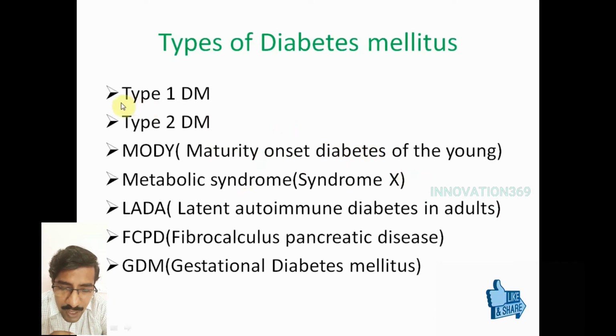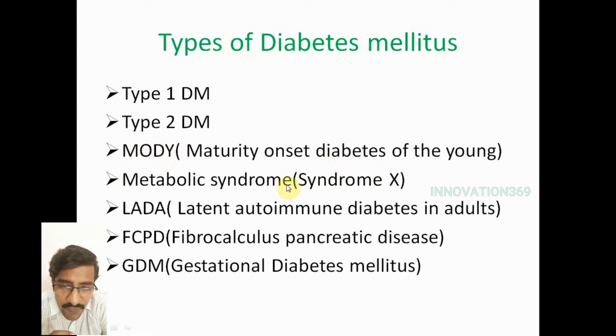First is type 1 diabetes mellitus, which is also called insulin dependent diabetes mellitus. The second type is type 2 diabetes mellitus, which is called the non-insulin dependent diabetes mellitus. The third type is maturity onset diabetes in the young, in short form MODY. The fourth type is metabolic syndrome, which is also called syndrome X.